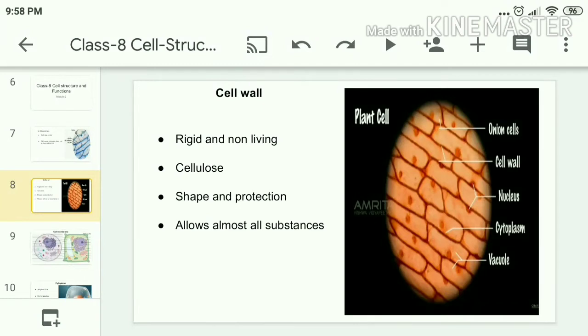Cell wall. It is present only in plant cells. It is an additional membrane present outside the cell membrane. It is a rigid, non-living layer made up of cellulose. It gives shape and protection to the plant cell and allows almost all substances to pass through it.